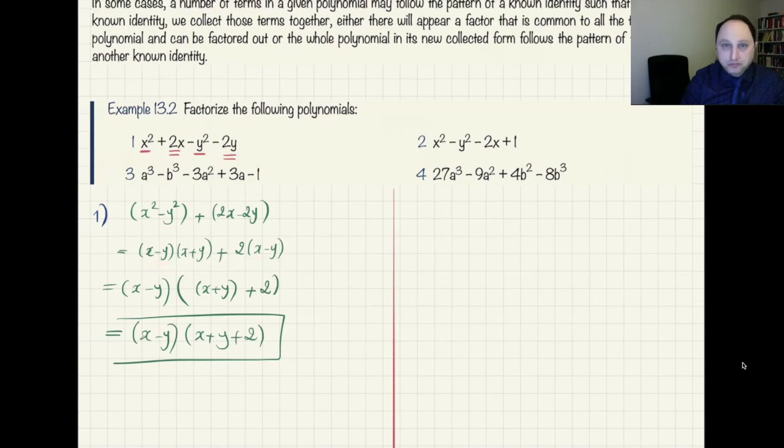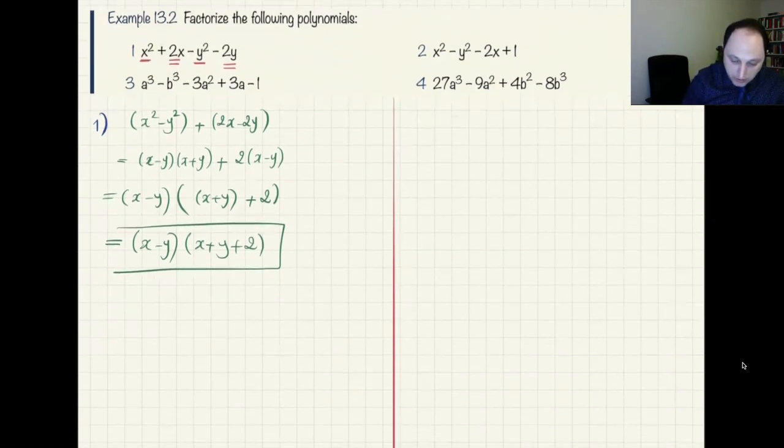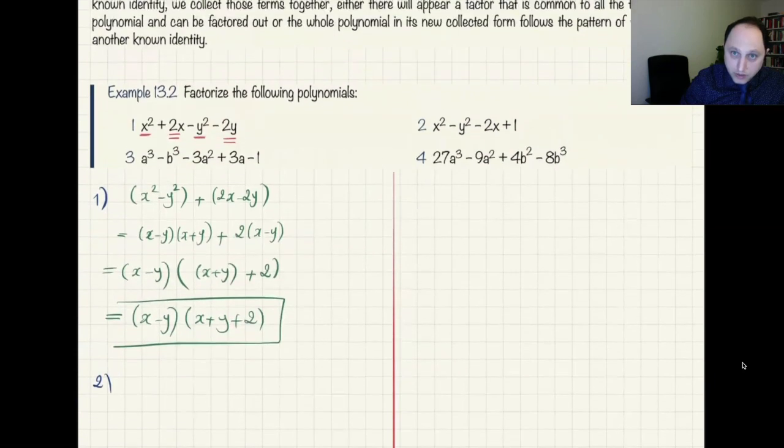Okay? So let me try to solve the second one for you as well. Okay? So number two is x squared minus y squared minus 2x plus 1. Okay, so what can I do here? Can you see it yourself?